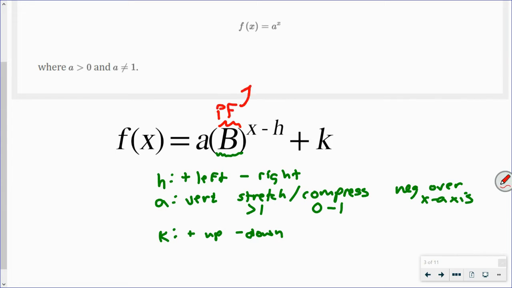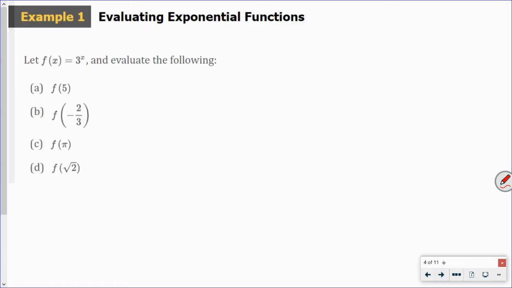It will tell you, do I have exponential growth, or do I have exponential decay? And we will look at what kind of numbers give me the growth versus decay. So let's look at just general evaluating here.